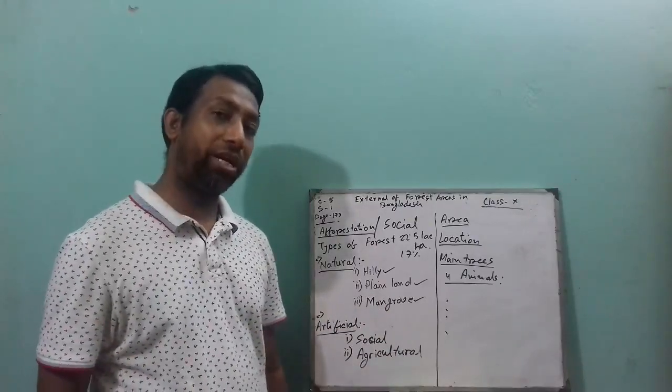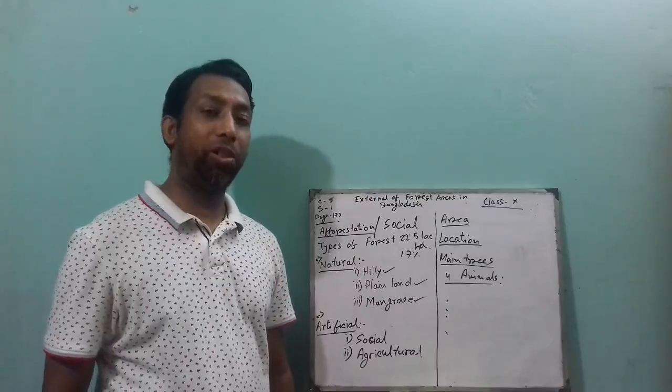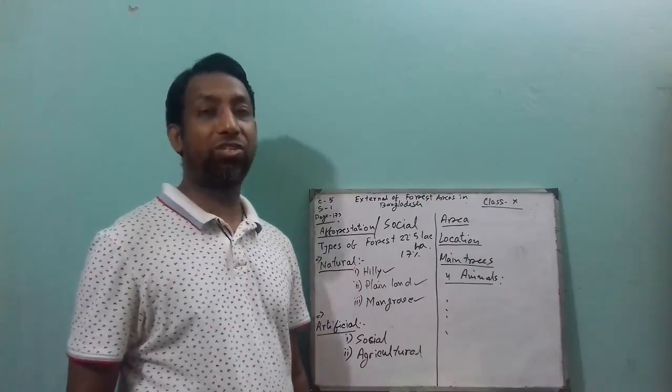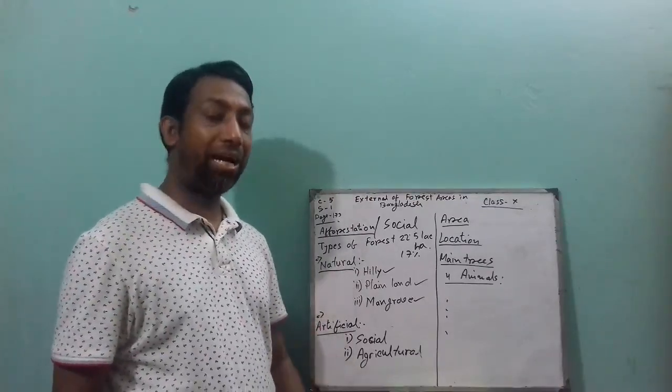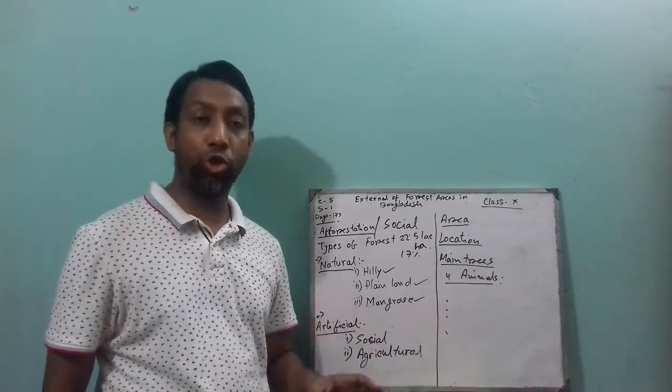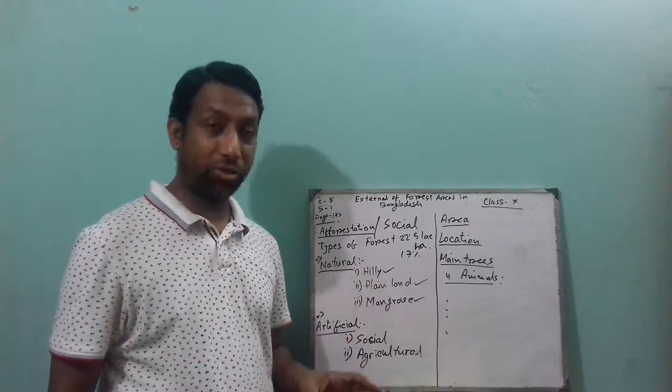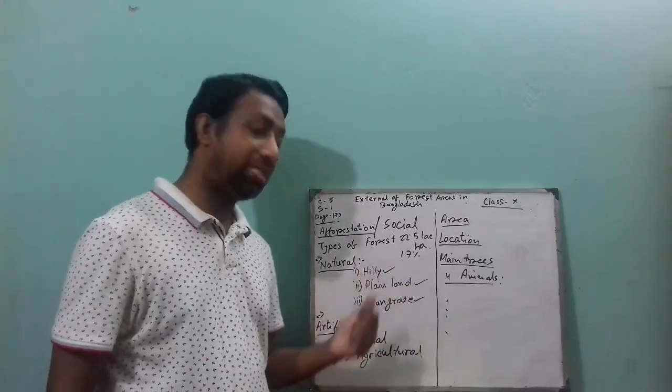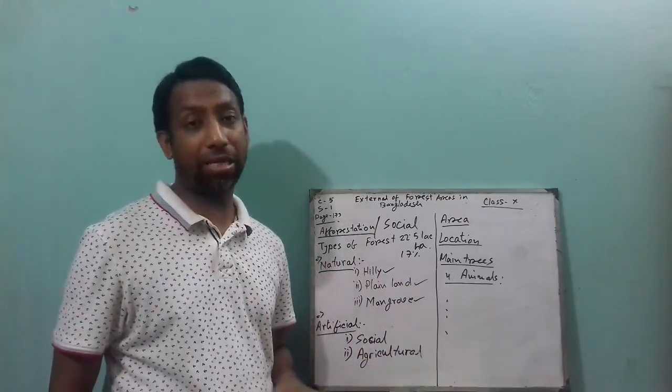In our country, lots of tribal people live here, and these tribal people cut the land and try to cultivate by jhum or contour methods. That is why day by day this hilly forest is decreasing in our country.